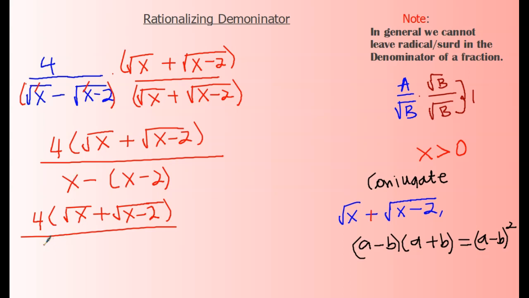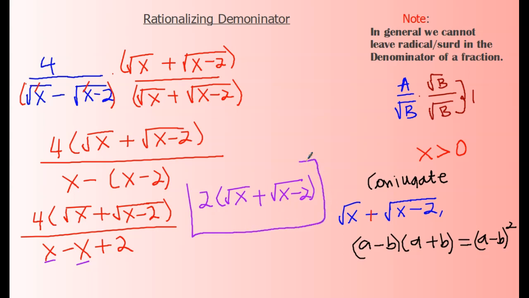And here we do that, it becomes minus. And minus becomes x. And minus now becomes plus 2. This and this are the same, so they cancel each other, leaving only these 2 here. But 4 divided by 2 is 2. So the final answer is 2 root x plus root of x minus 2 as a final answer.